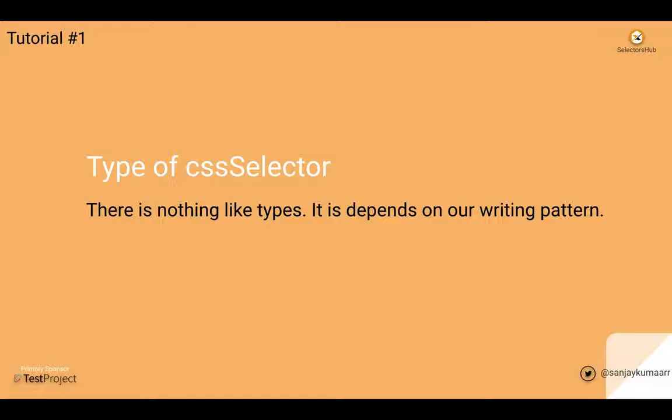Same goes for XPath as well. There we use the terms absolute XPath and relative XPath. So same here for CSS selector: the type is defined on the basis of the way we write, but actually there is no type.